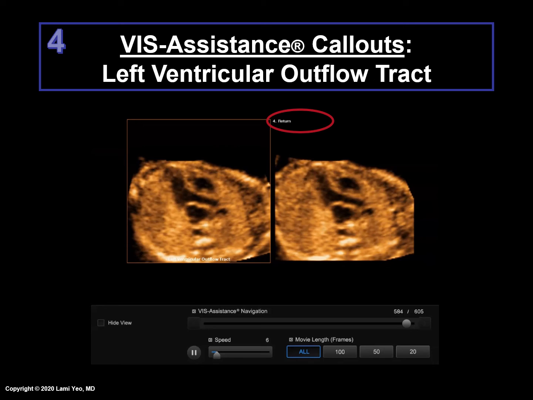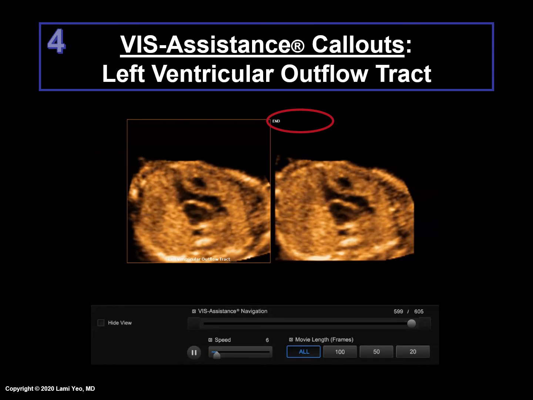The fourth call-out states return and will return to the original left ventricular outflow tract view before the VISA video clip ends.